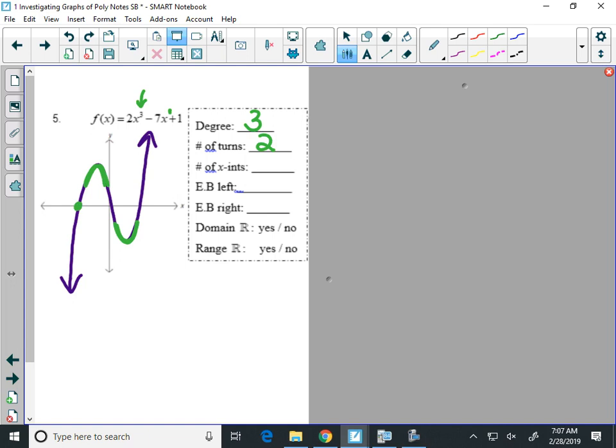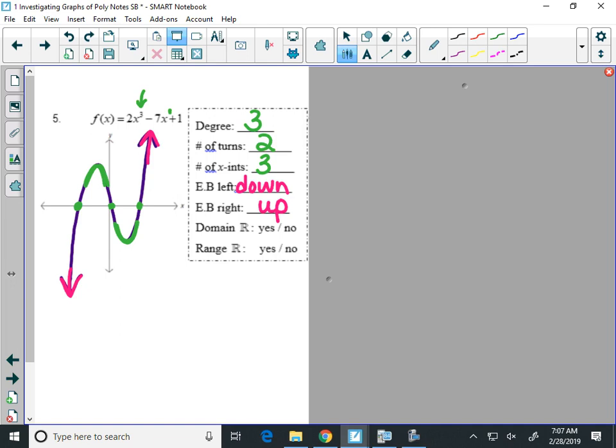All right, I look at the x-intercepts. 1, 2, 3 of them. So I have 3 x-intercepts. And let's look at the end behavior. The arrow on the left is going down. The arrow on the right is going up.